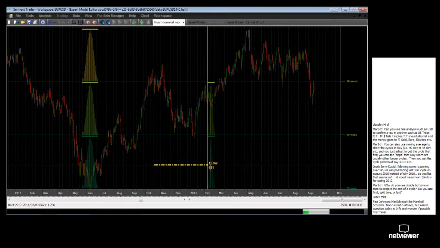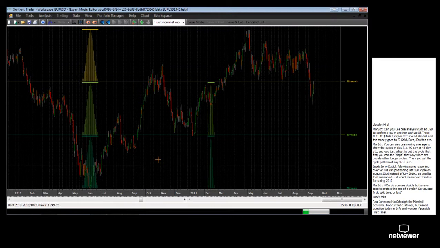Now, let's help Sentient Trader perform this analysis in the way that we want by positioning the 20-week cycles as well.